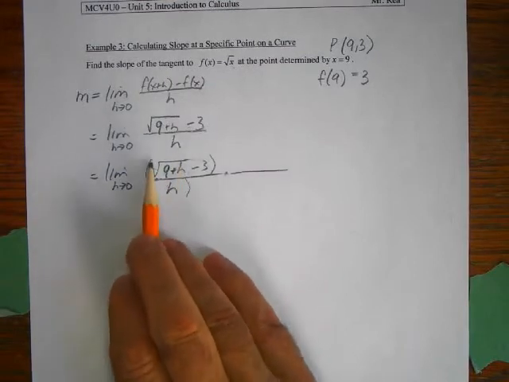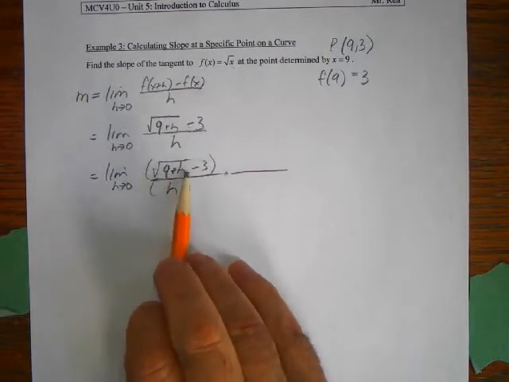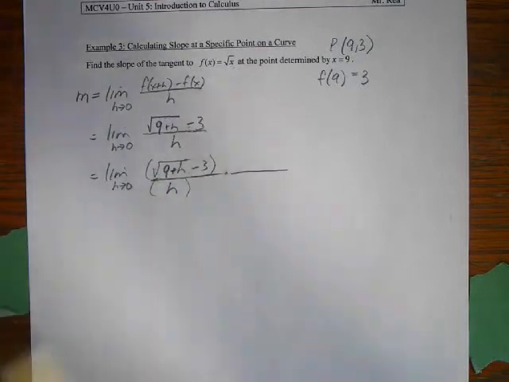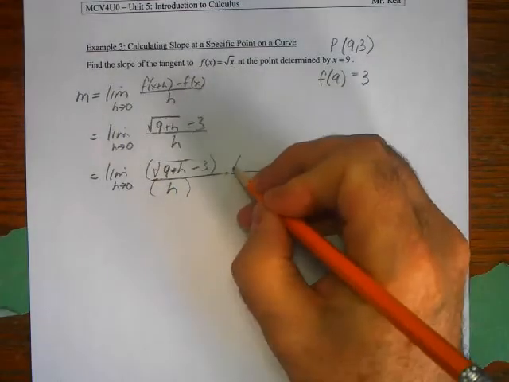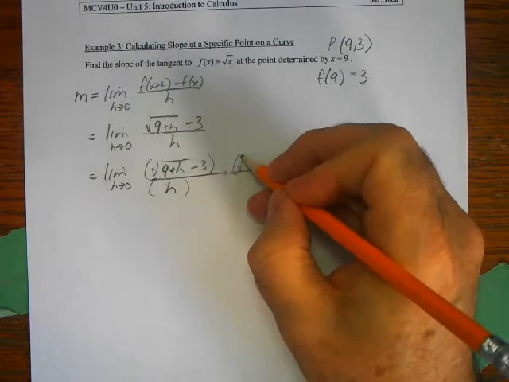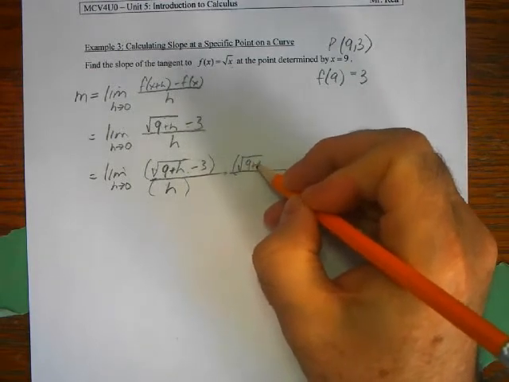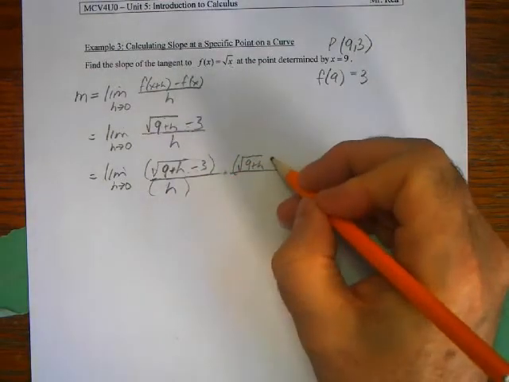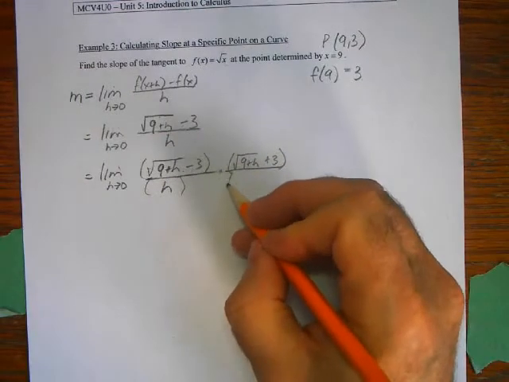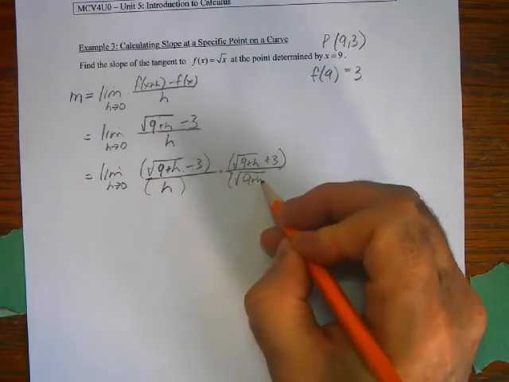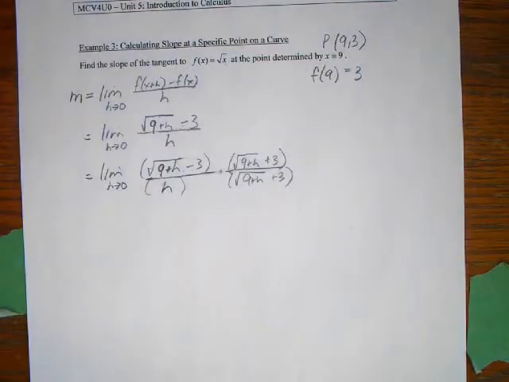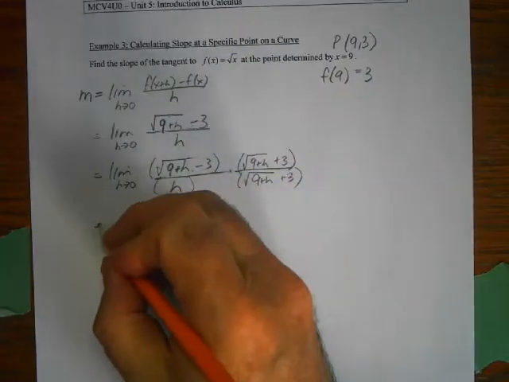So the conjugate of this, remember, it doesn't exactly look like a binomial, but let's just consider this as the first term, and this is the second. Looking at it from that perspective, the conjugate would be square root of 9 plus h, and then we just change the sign here, plus 3. Same thing on the bottom. Okay, so let's see what happens here.